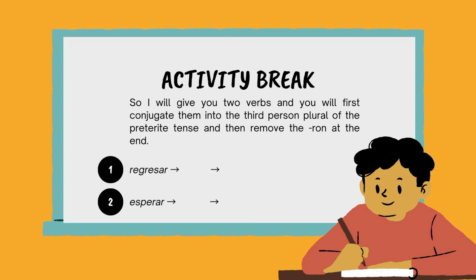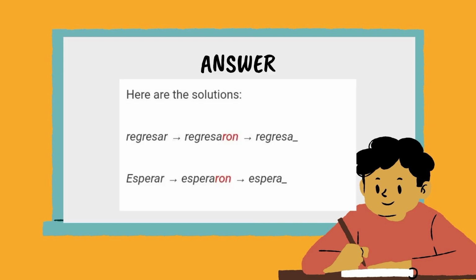First is regresar, second is esperar. Again, try to look for the third plural form of the verb and then take off the ron part. Now here are the answers. Regresar, regresaron to regresa. Esperar, esperaron to espera.